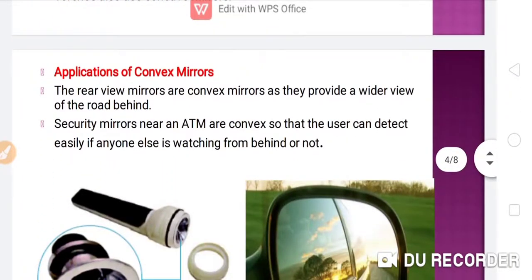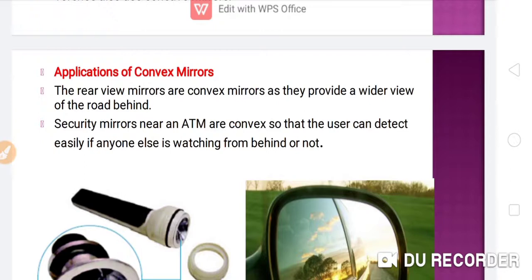Now come to the application of the convex mirror. Convex mirrors have very many applications. The rear view mirrors are convex mirrors as they provide a wide view of the road behind.